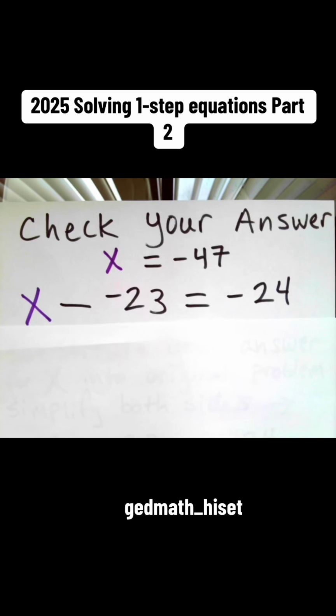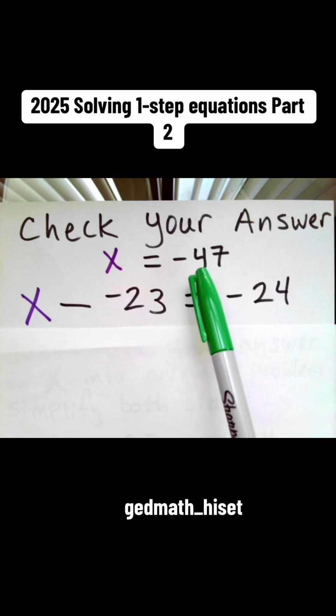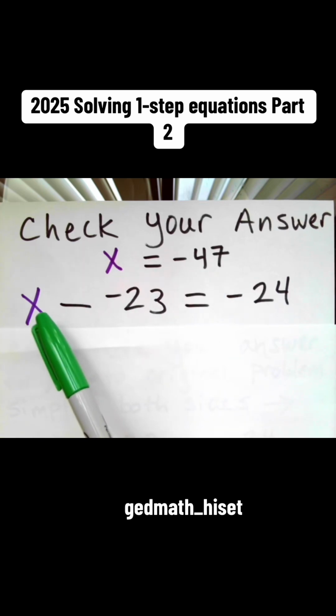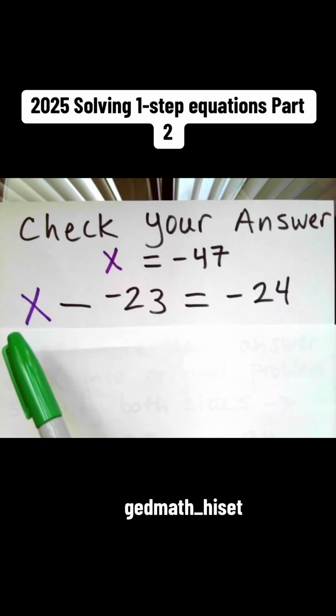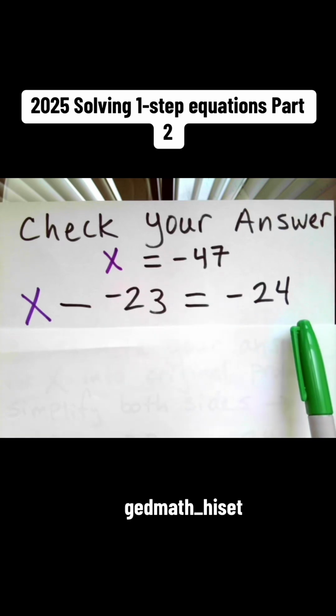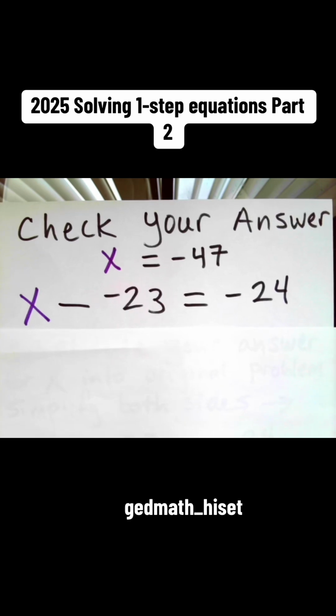What you're going to do is take the original problem. X minus a negative 23 equals 4. And if I did this correctly and x equals a negative 47, then everywhere I see x in the original problem, I can substitute a negative 47. And if I go through step by step correctly, one side will equal the other side of the equal sign. And that tells me that my answer, x equals negative 47, is correct.